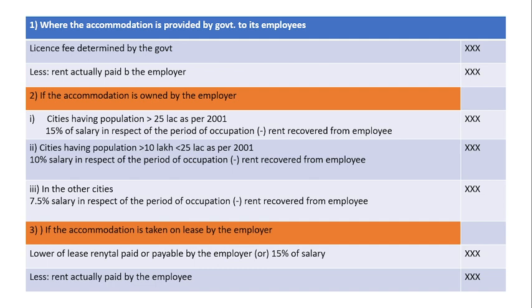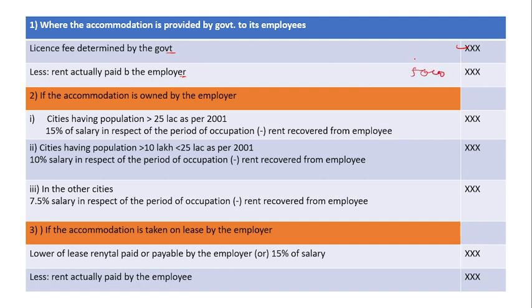answer is given. I'll give you a summary of the solution. Here it is talking about where the accommodation is provided by the government to an employee. If the government provides the license fee determined by the government, we add that amount and subtract the actual rent paid by the employee, whatever amount is paid by the employee. In this case, 5,000.